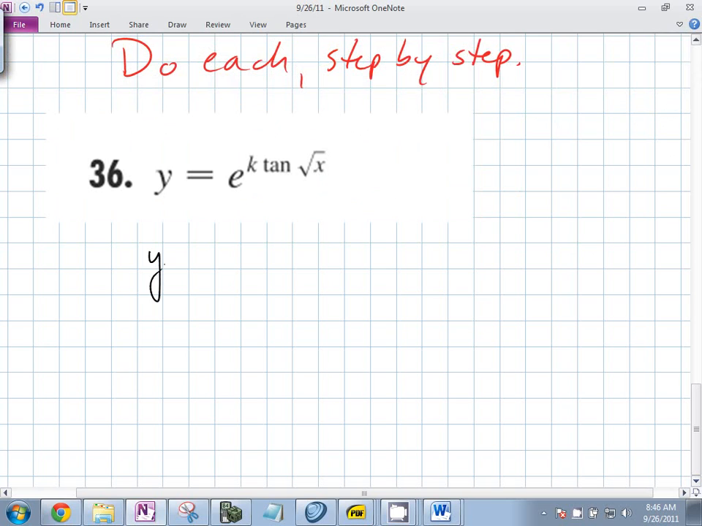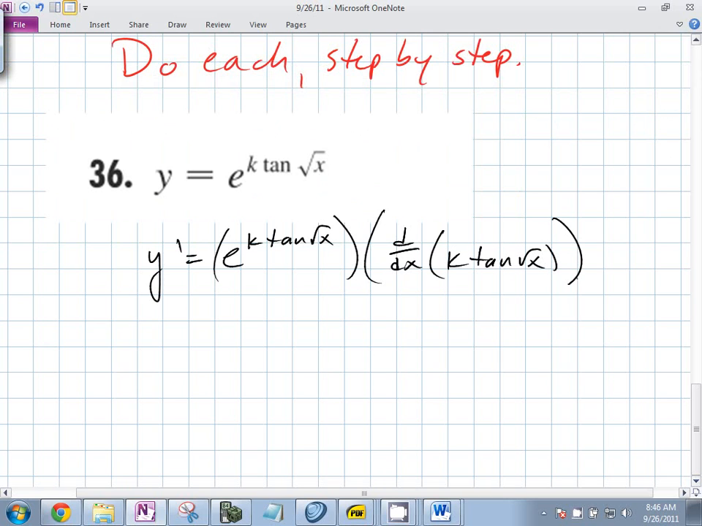So y prime is going to be, can someone tell me what the first iteration of this would be? e^(k tan √x) times what? Times the derivative of k tan √x. Exactly. What does that k do? It's a constant, so it just, what? Stays there. It just sits there. So you can take that k and put it out front if you wanted to, and you're just doing the derivative of tangent of root x.